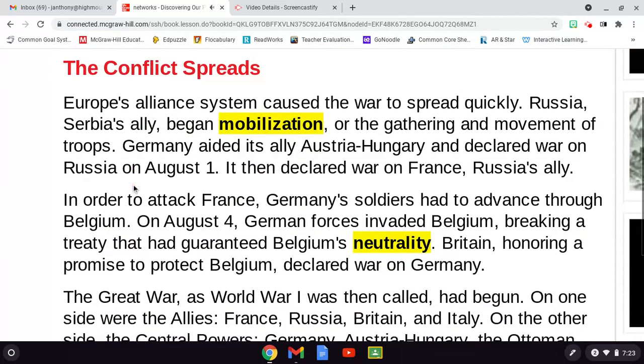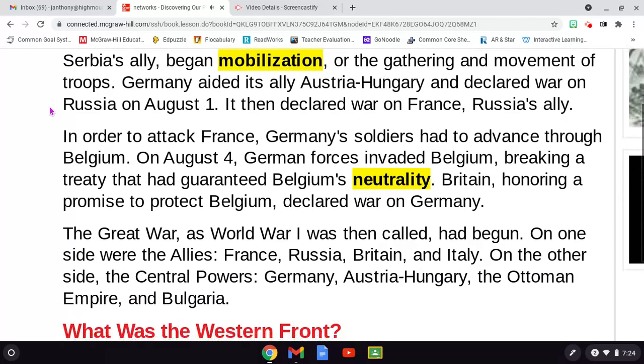The conflict spreads. Europe's alliance system caused the war to spread quickly. Russia, Serbia's ally, began mobilization, or the gathering and movement of troops. Germany aided its ally Austria-Hungary and declared war on Russia on August 1st. It then declared war on France, Russia's ally.